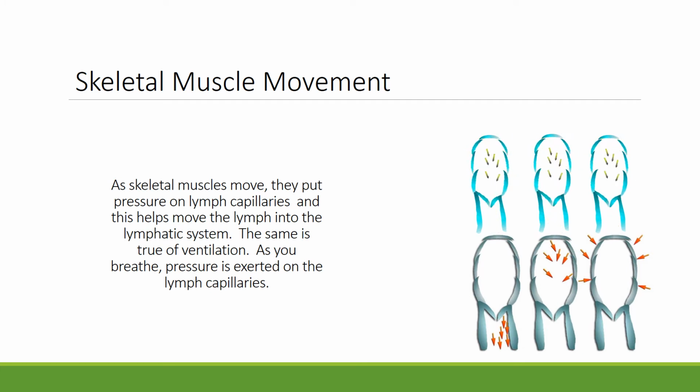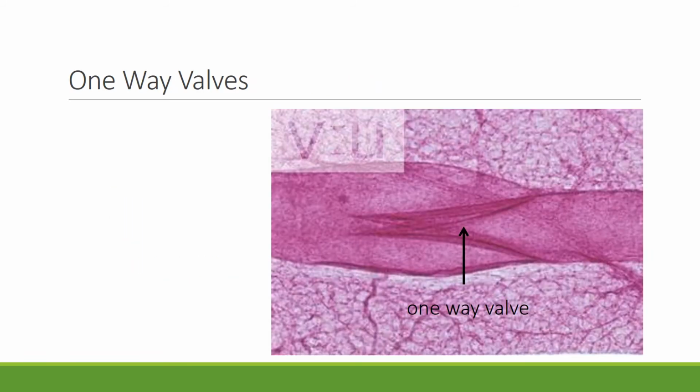So how do the skeletal muscles and ventilation help to move lymph back into lymph capillaries? The reason they do is because as they move, they put pressure on the lymph capillaries, and this helps to move lymph into the lymphatic system. It's a mechanical effect. I mentioned one-way valves a little earlier. One-way valves prevent the backflow of lymph in the lymphatic system. You can see this in the microscope slide, and you'll also be looking at the one-way valve in the laboratory.